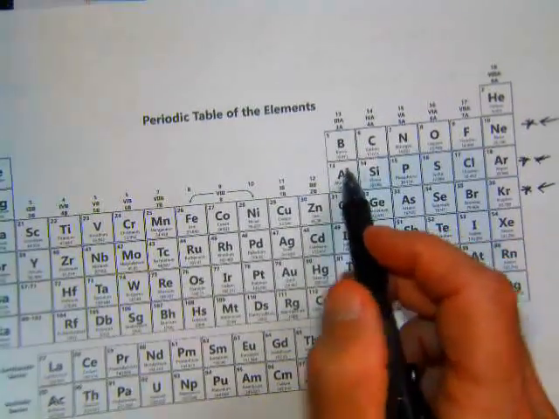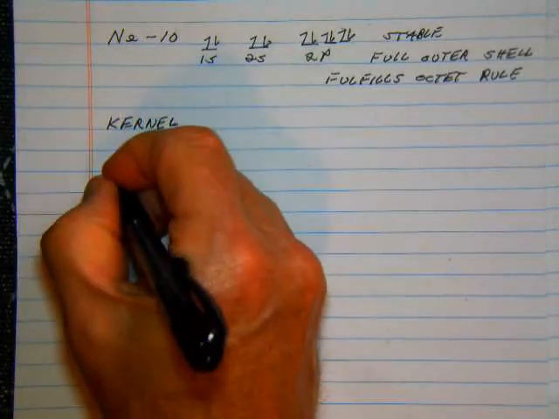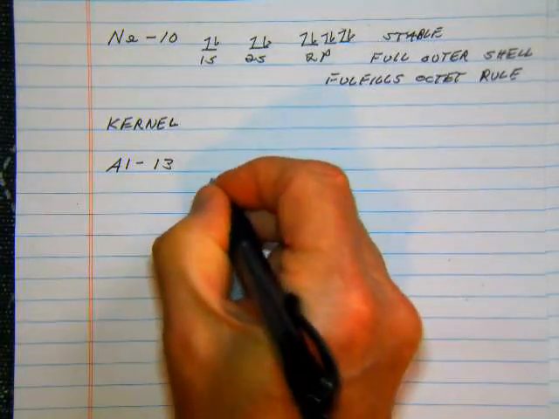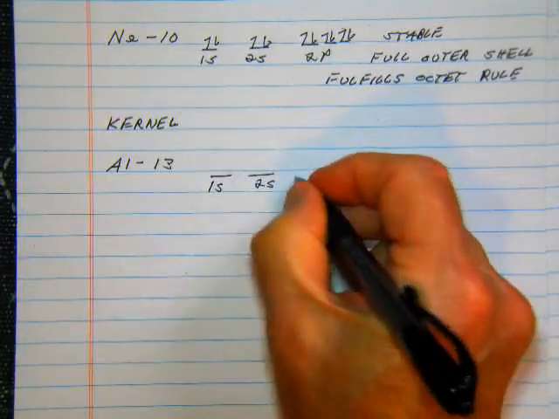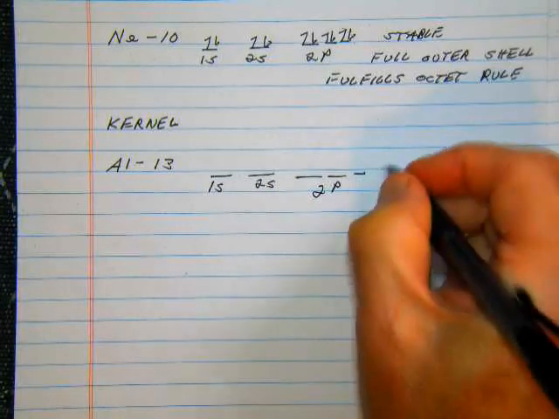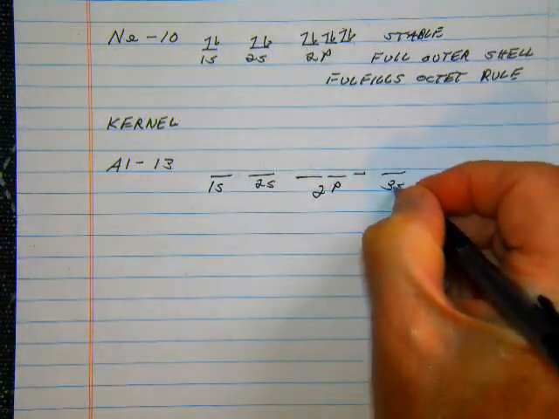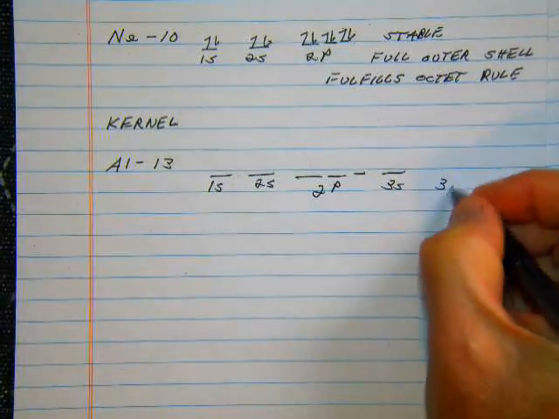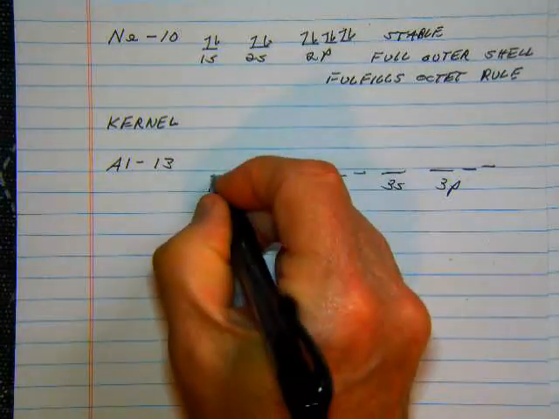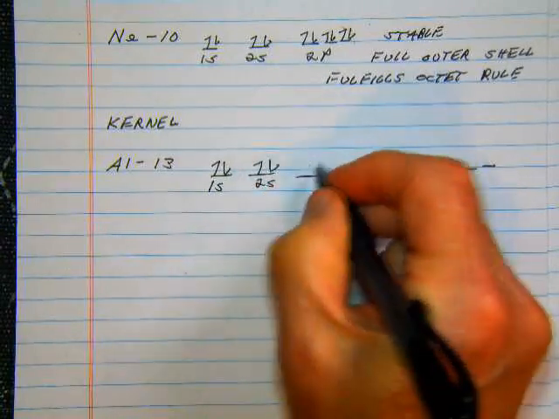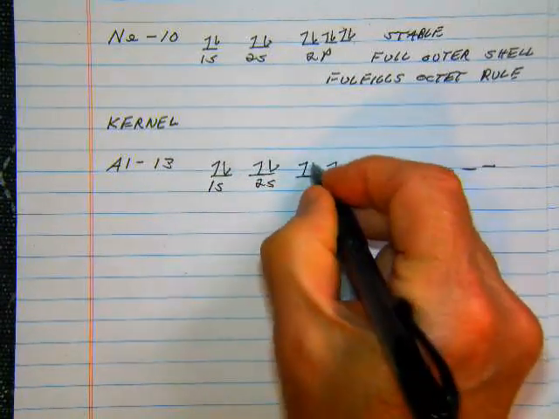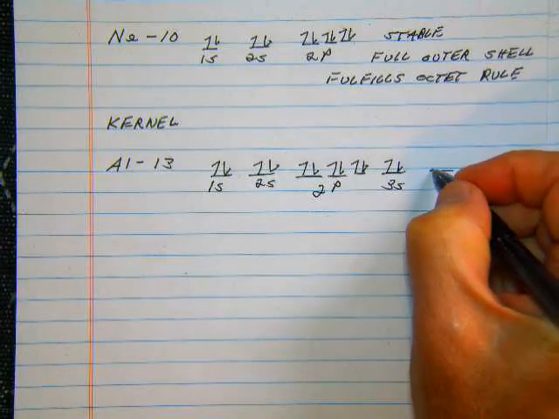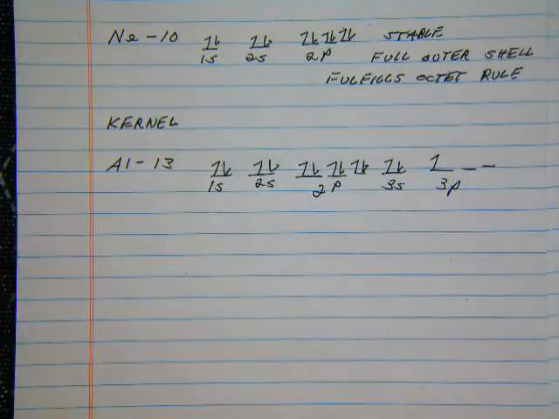So aluminum, atomic number 13. So we have 1s, 2s, 2p, 3s, and then if you remember, after the 3s, we have the 3p. And we have 13 electrons. So 1, 2, 3, 4, 5, 6, 7, 8, 9, 10, 11, 12, 13. So if we look at aluminum, that is going to be our electron configuration.